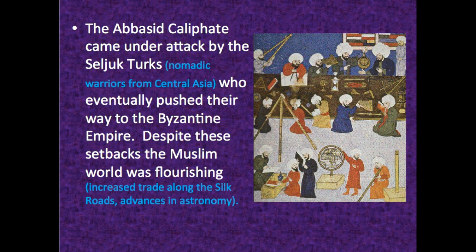The Abbasid Caliphate comes under attack by the Turks, the Seljuk Turks. They eventually push their way into the Byzantine Empire as well. Despite the setbacks, the Muslim world was flourishing at this time. It had increased trade along the Silk Roads.